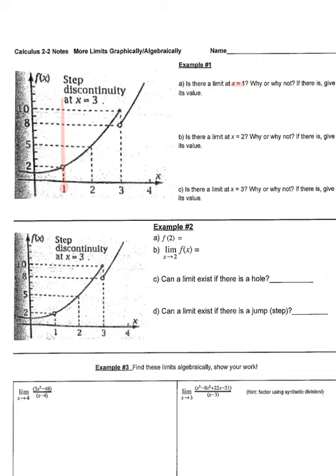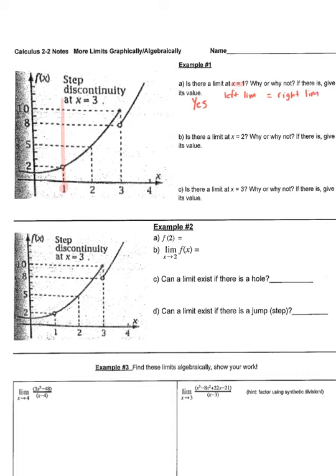So absolutely, is there a limit at x is equal to 1? Yes. Why or why not? Because the left limit is equal to the right limit. It's a great date. You're meeting in the same place.